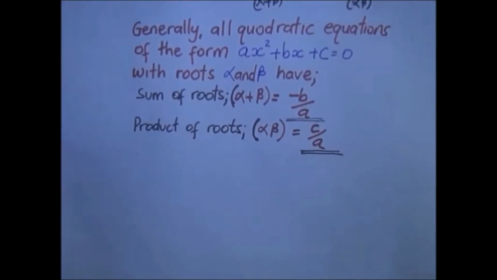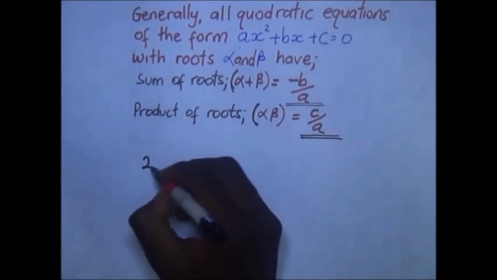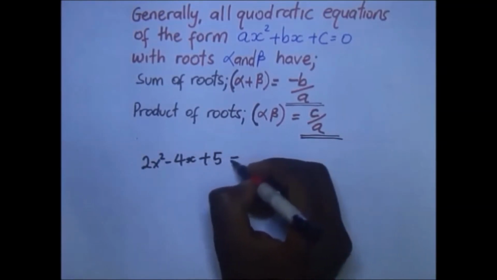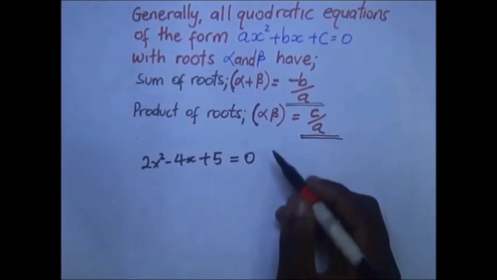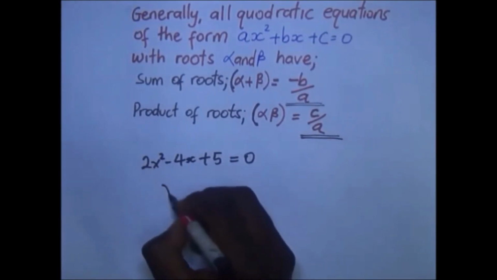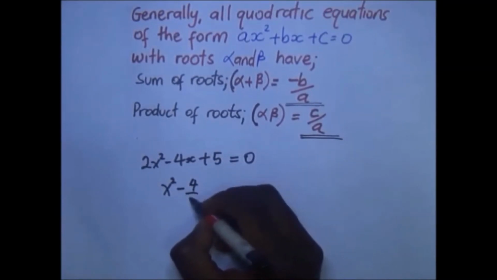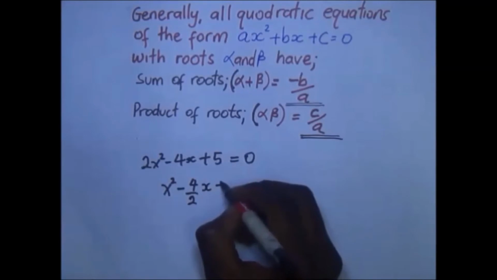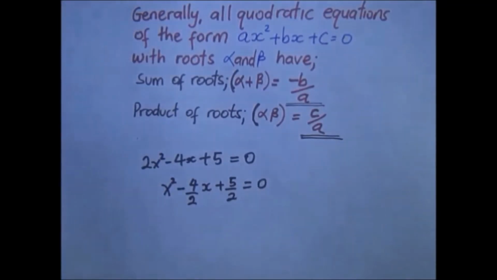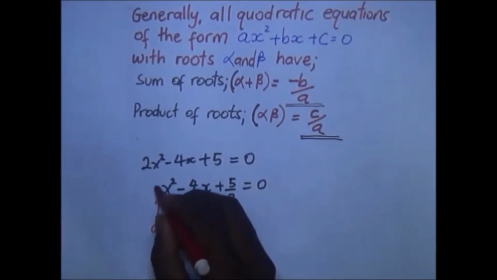So in this case, with this equation here, 2x squared minus 4x plus 5 being equal to 0, we know here that if we made the coefficient of x squared to be 1, we'll end up with x squared minus 4 over 2 x plus 5 over 2 equals 0. From the general expression, we know that the coefficient of a here is 1.